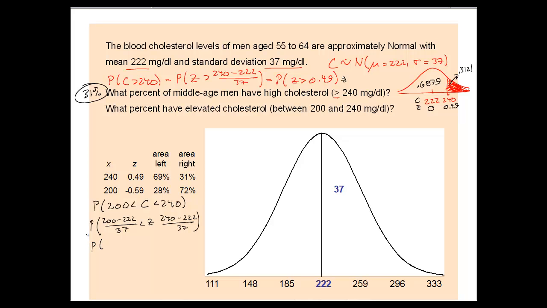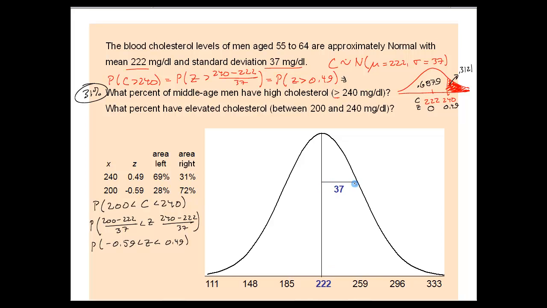So I take 200 minus 222, so I should get a negative number here because I'm below the mean. So I get negative 22 divided by 37, and I get negative 0.59. It's less than Z. Now we already standardized 240, so here we know we get 0.49. So I'm trying to find the area between negative 0.59 and 0.49.